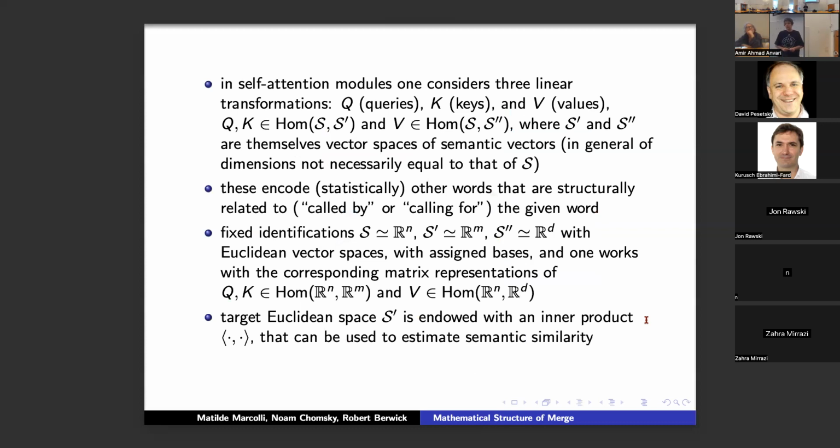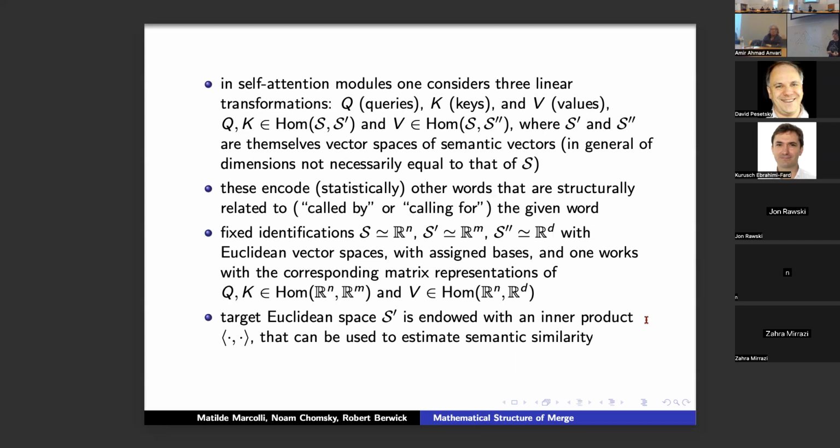Let's say that what is happening there is that one constructs three linear transformations. So the whole entire mathematics going on in this business is three matrices. It's not sophisticated mathematics. One is called queries, one is called keys, and one is called values. So you start with your given semantic vector space, and the queries and keys are mapping it to other vector spaces, which are also themselves semantic vector spaces in general, of different dimensions.